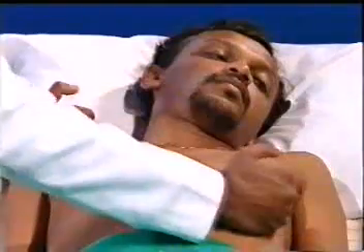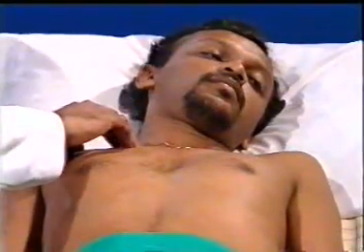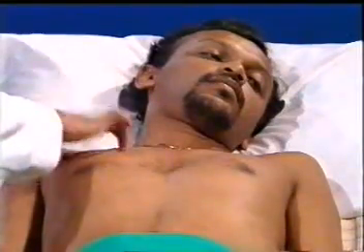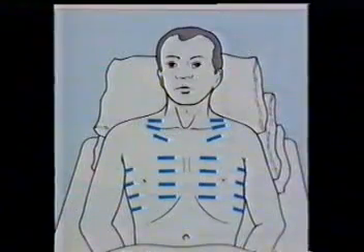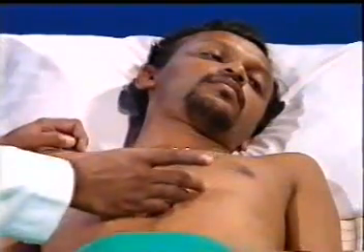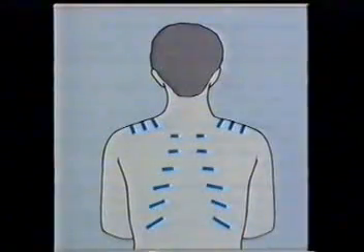And you start percussion by percussing the apices. Here you can percuss the clavicles and then go down the chest wall with your fingers. Don't forget to percuss the axillae and the lateral part of the chest and also the back.